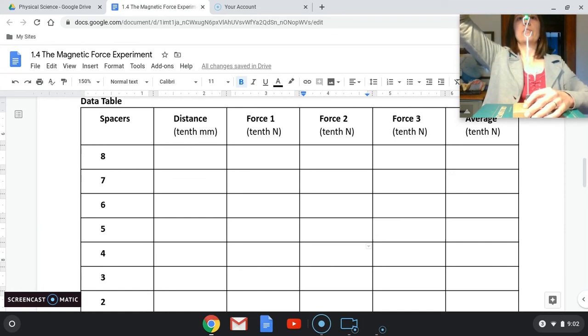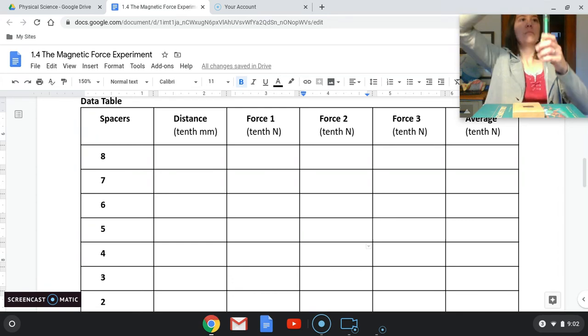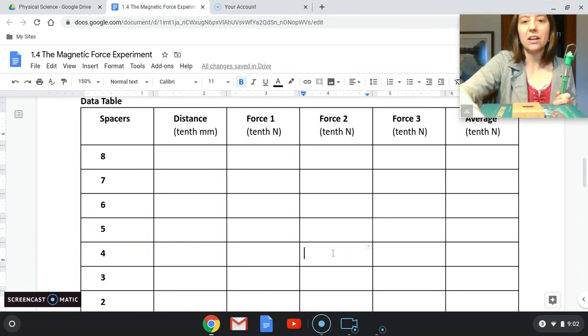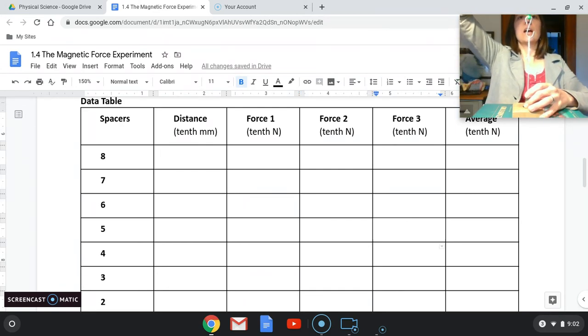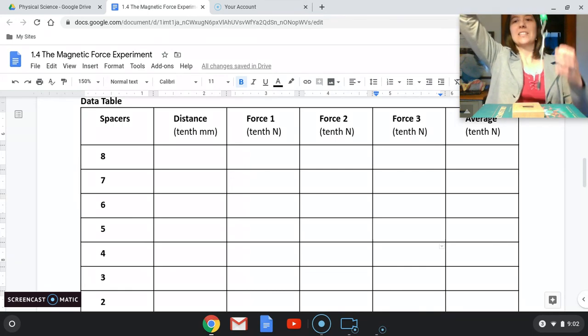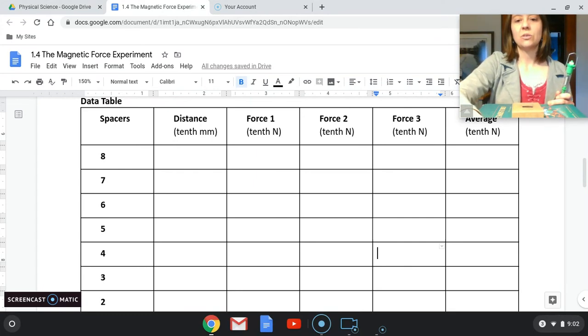We have 0.5, 1, 1.5, 1.6, 1.6 newtons right there. And then trial 3. We have 1, 1.5, 1.6, 1.7, 1.7 newtons. Please write that down there. And then we have 1.6 plus 1.6 plus 1.7 newtons, and you want to add those up and divide by 3.